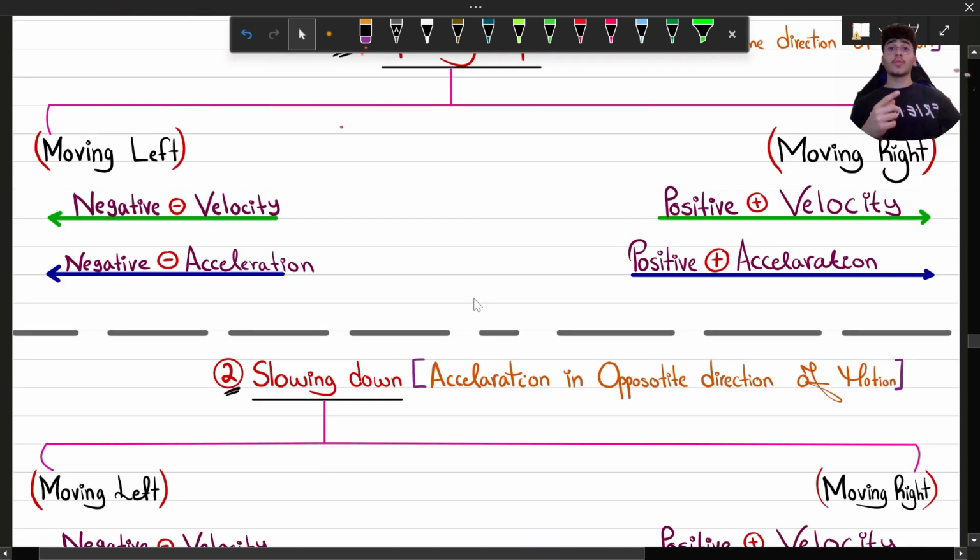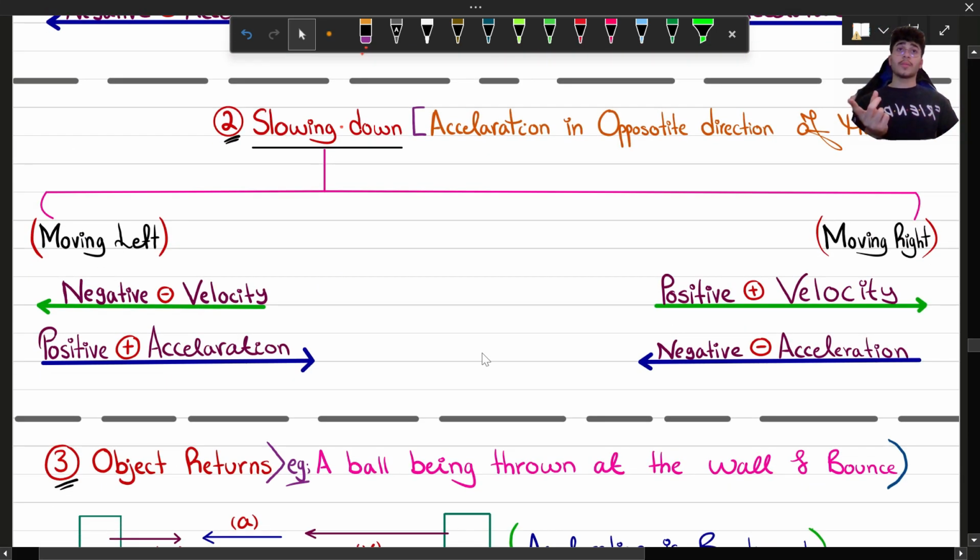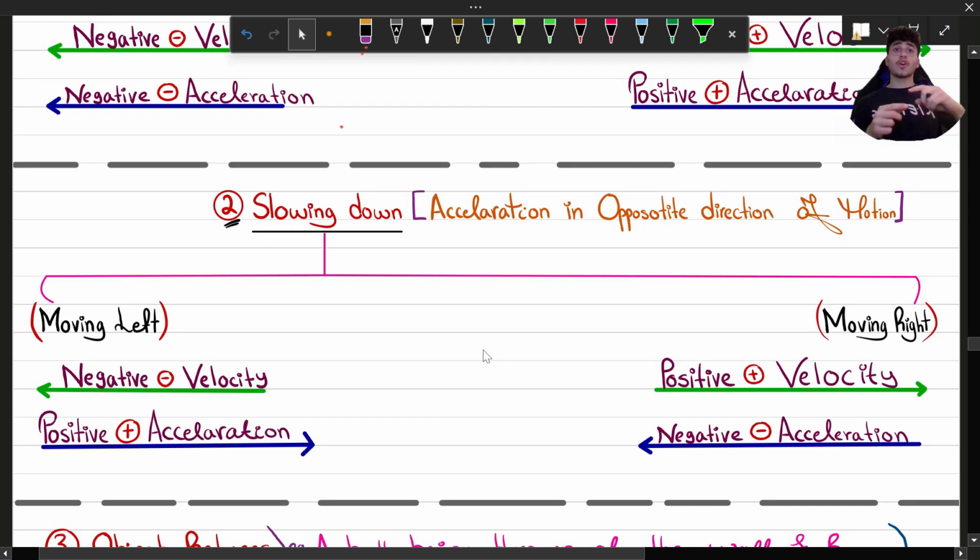But if the object is slowing down, it is the opposite. The acceleration is in the opposite direction of the motion. So if an object is slowing down to the right, it has positive velocity, velocity remains constant, but negative acceleration. If an object is slowing down to the left, it has negative velocity, but positive acceleration. Again, velocity remains constant, but acceleration is in the opposite direction of motion.